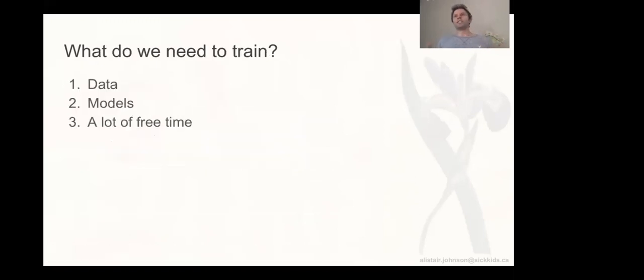So what do we need to do machine learning? Pretty straightforward, right? We need some data, we need some models, and of course we need a lot of free time to tinker with those data and tinker with those models. So let's go ahead on this journey and let's try and build some machine learning classifiers for chest X-rays.